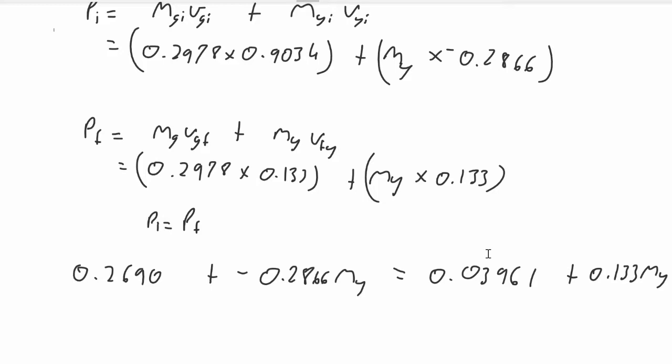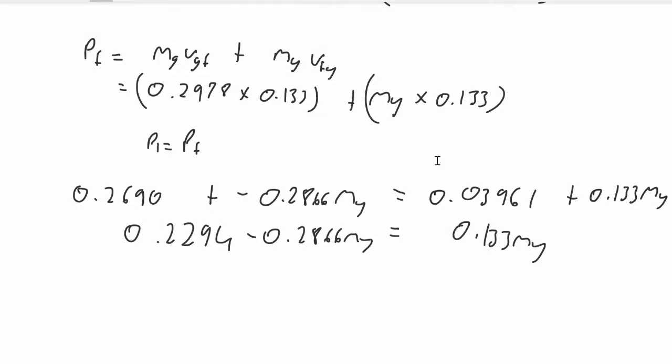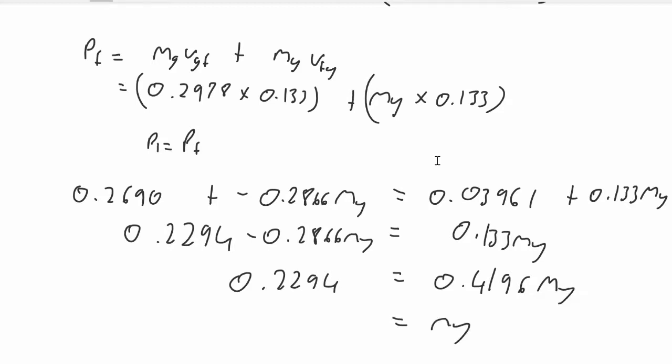So if I go 0.2690, take away 0.03961, I get 0.2294 minus 0.2866 my. And then if I add that to both sides, I get 0.2294 equals 0.133 plus 0.2866 my, which is 0.4196 my.